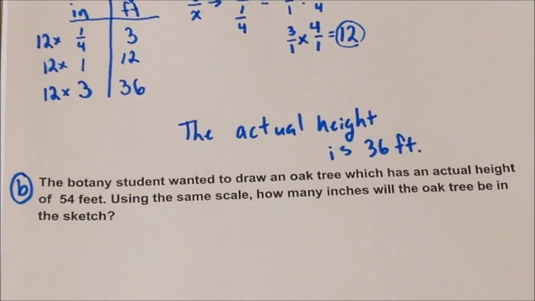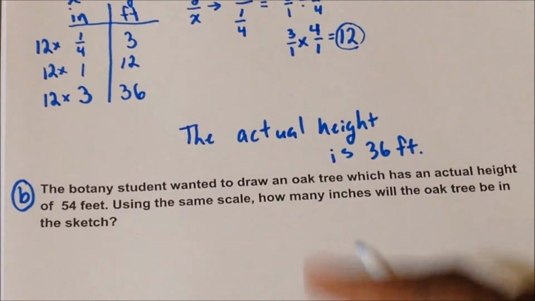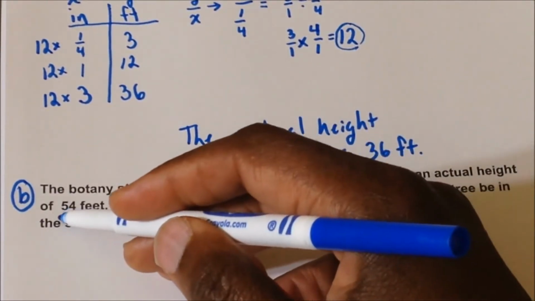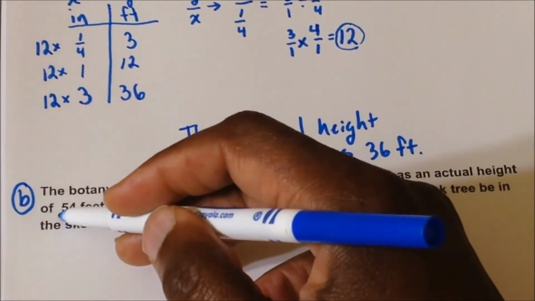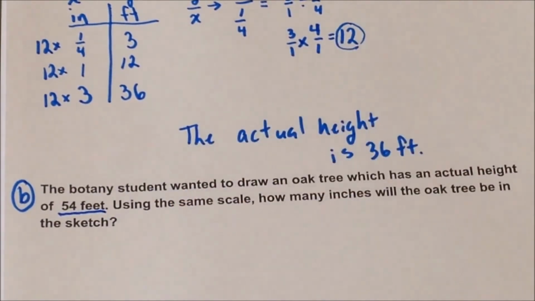Now let's take a look at part B of this word problem. The botany student, the same one, wanted to draw an oak tree now, which has an actual height of 54 feet. This is different from what's in your example, so take a moment and correct the 48 feet and put 54 feet. Using the same scale, how many inches will the oak tree be in the sketch?